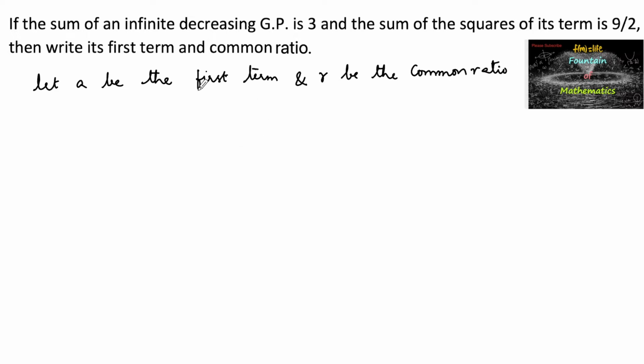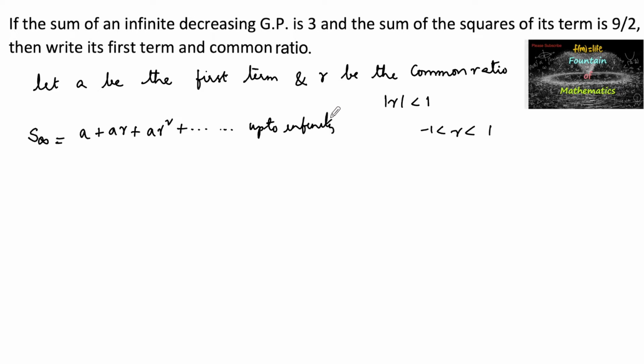It's an infinite decreasing GP, so we consider mod R is less than 1, that is R lies between -1 and +1. Then the sum to infinity, S infinity, we can write as A plus AR plus AR square and so on up to infinity. By the sum to infinity formula we can write A upon 1 minus R, where mod R is less than 1 and A is the first term.